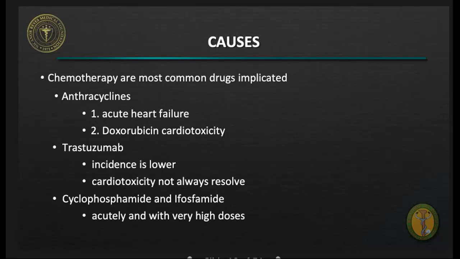Trastuzumab, which is a monoclonal antibody that interferes with cell surface receptors crucial for some tumor growth and for cardiac adaptation. Although the incidence of cardiomyopathy with trastuzumab is much lower than with anthracyclines, if cardiotoxicity ensues, it does not always resolve. Cyclophosphamide and ifosfamide can cause acute heart failure associated with very high dosages.